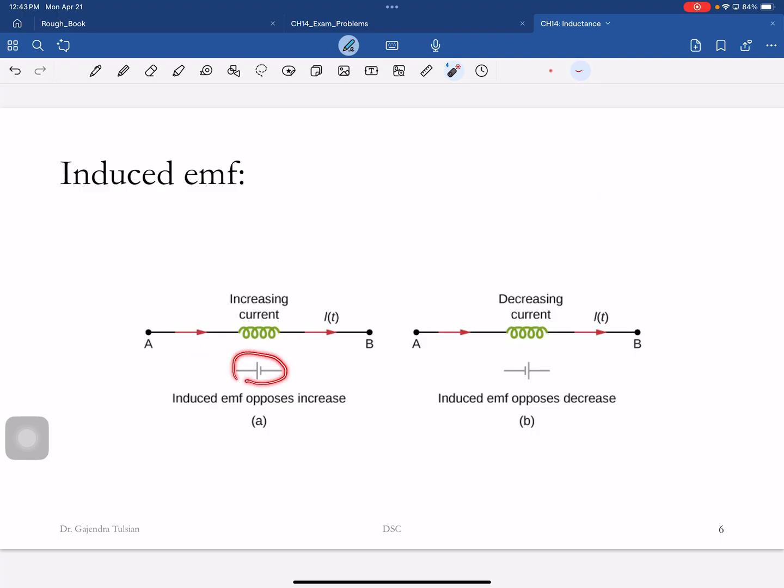How long does this induced EMF last? As long as the current's changing? Very good. Okay, as long as you're trying to change the current. If the current is steady, this thing is zero. If the current was flowing in this direction and you try to decrease the current, then an induced EMF will be in the opposite direction to try and maintain that current. Okay? So this device does not like changes in currents.